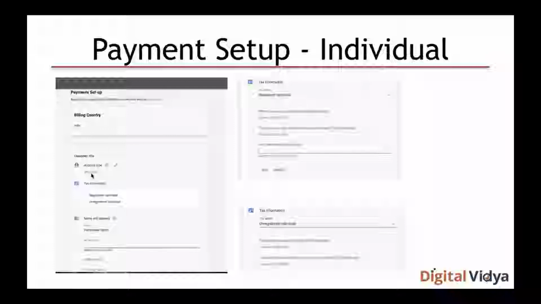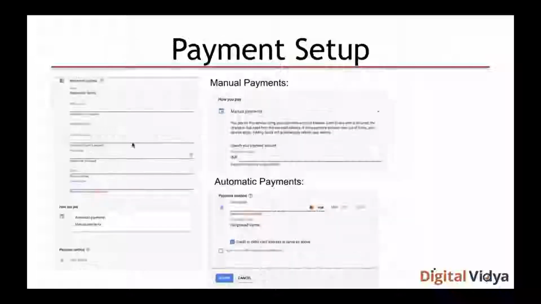And here, when I say my billing country is India, they're asking me for my information. For India, the tax information asks whether you are a GST registered individual or an unregistered individual. If you are a registered individual, then you need to fill all this. You need to fill your GSTIN. If you are an unregistered individual, then it's all optional.